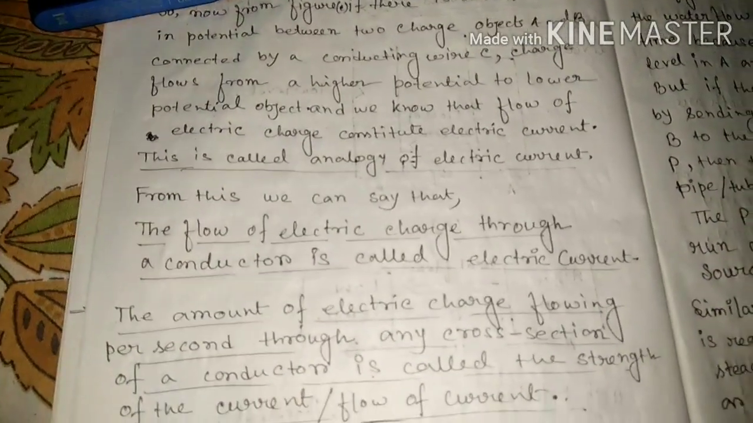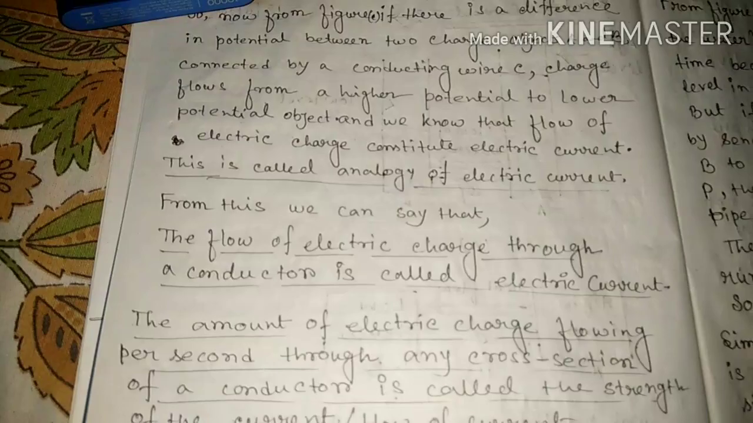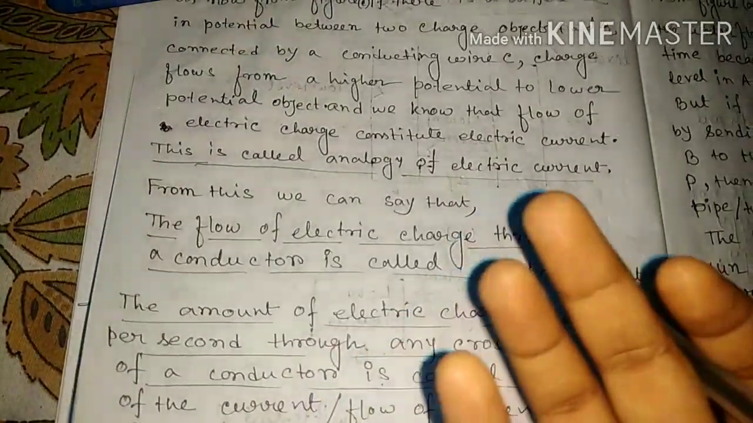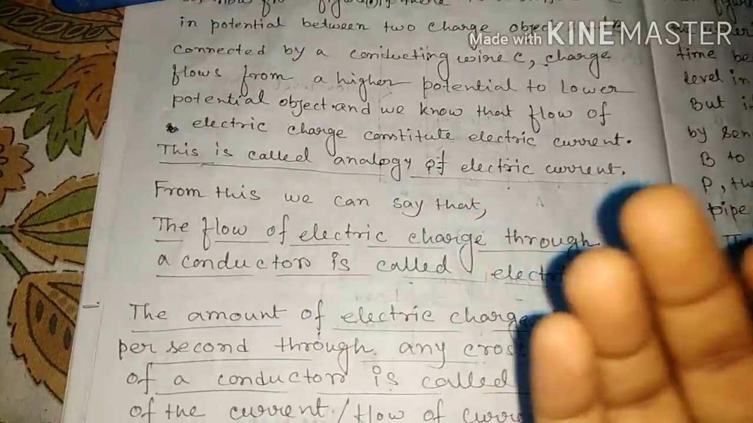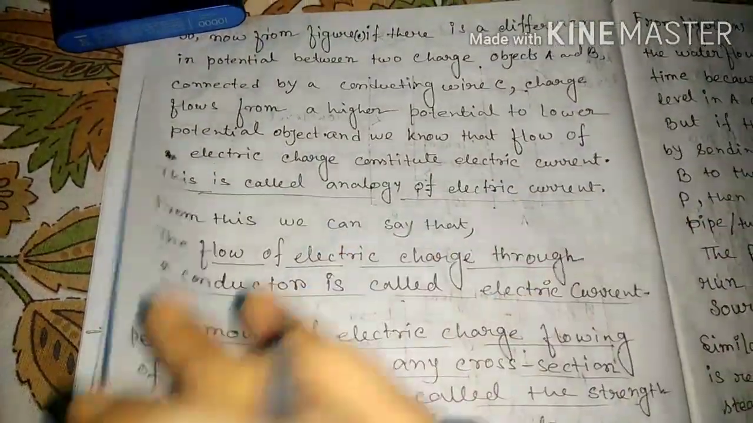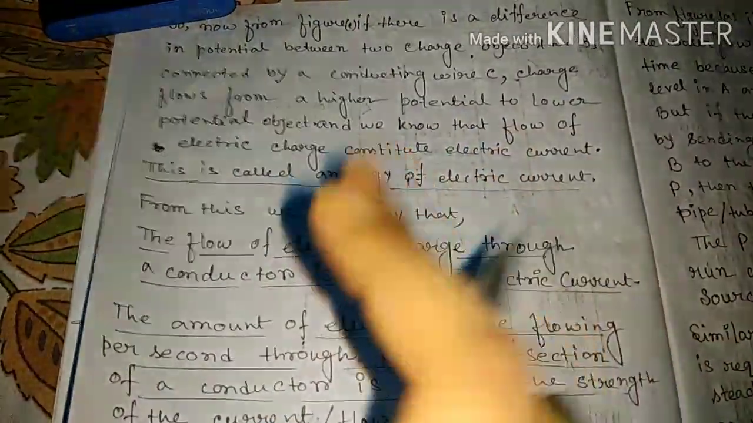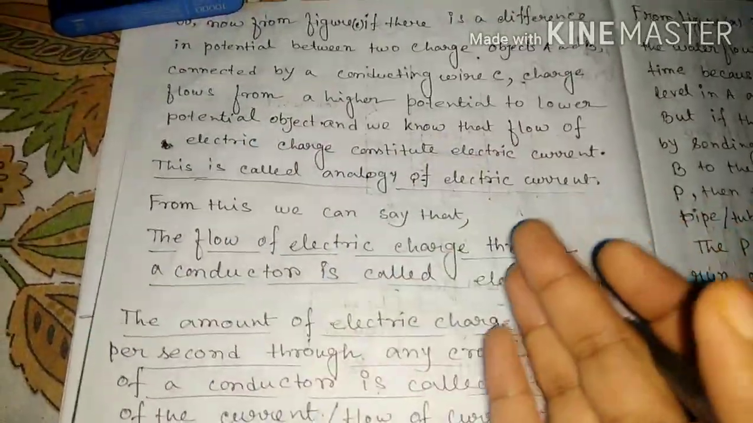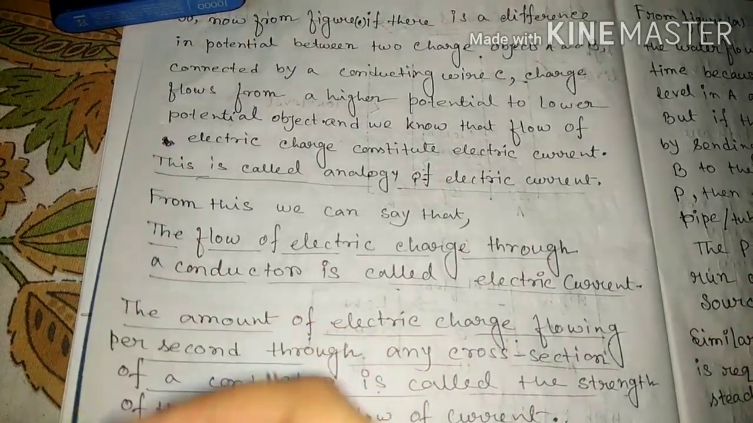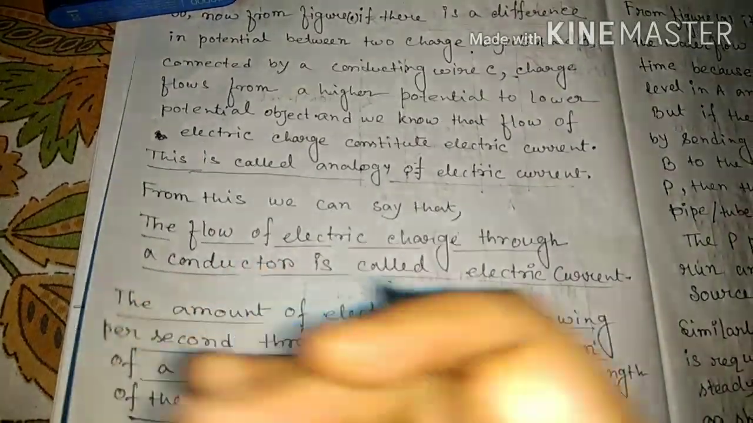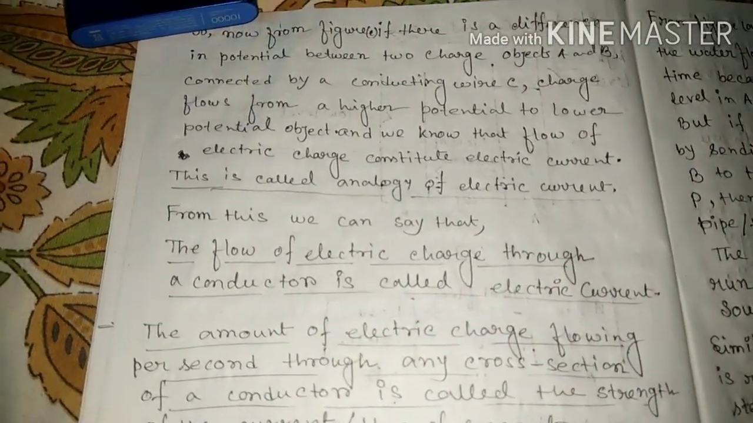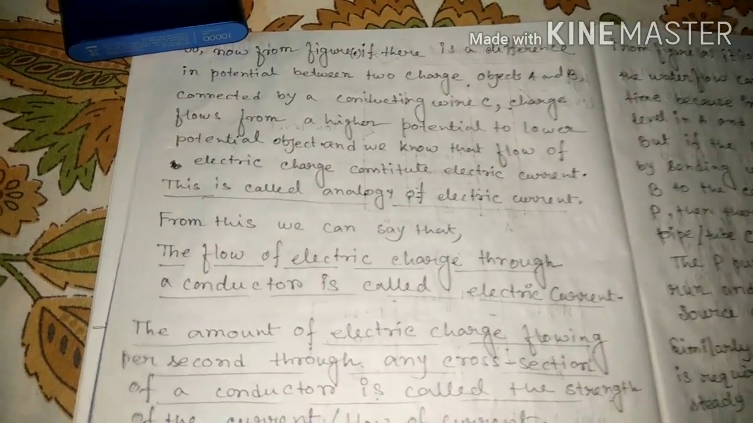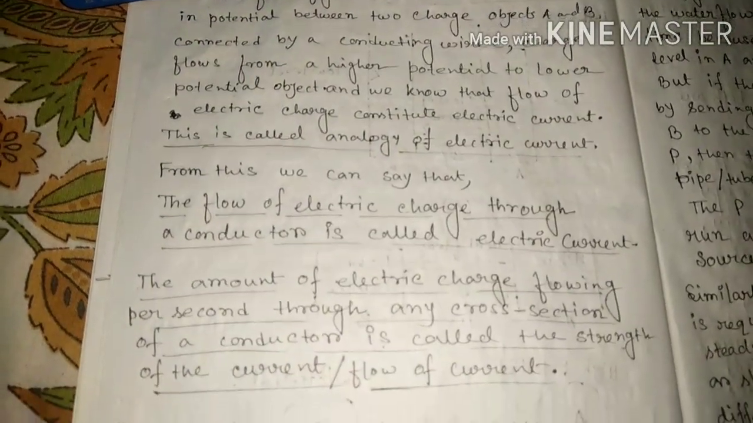Analogy of electric current means if we compare with a flow of water or a flow of heat, then we see that similar things happen in each case. The physical quantities are different. In the first figure it is water, in the second figure it is heat, in the third figure it is electric charge. That's why this is called the analogy of electric current.